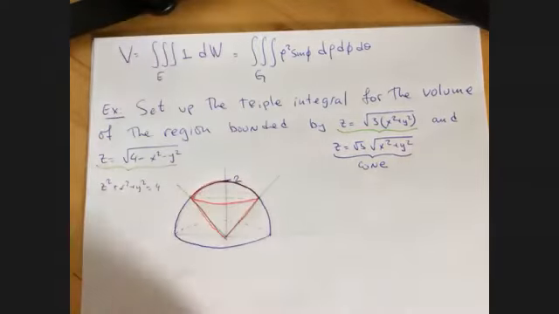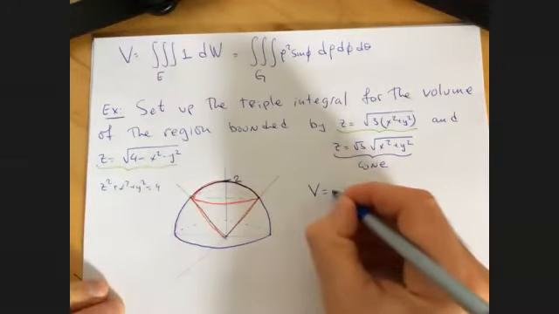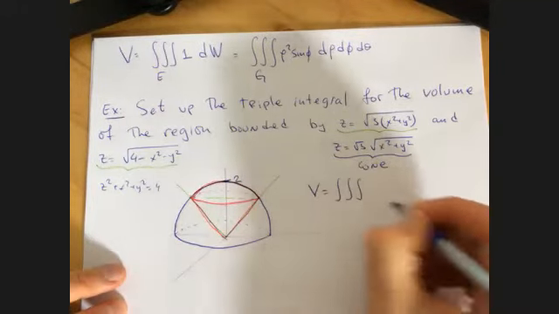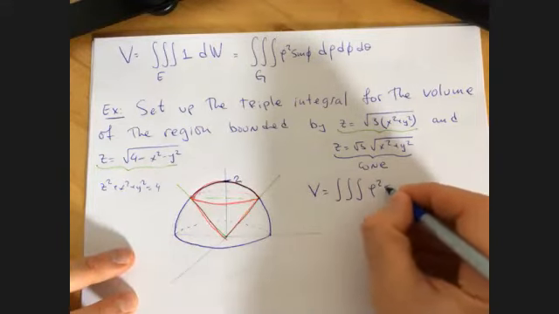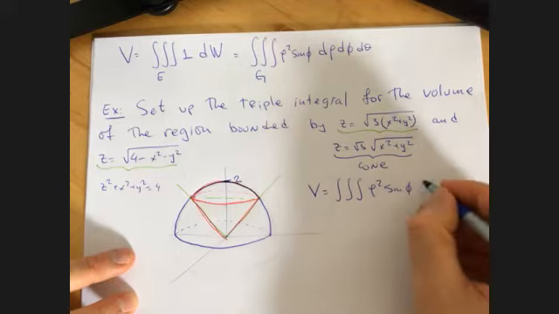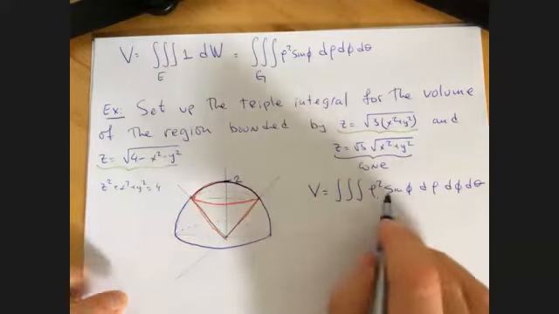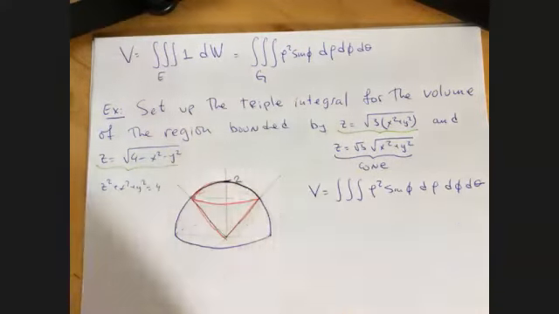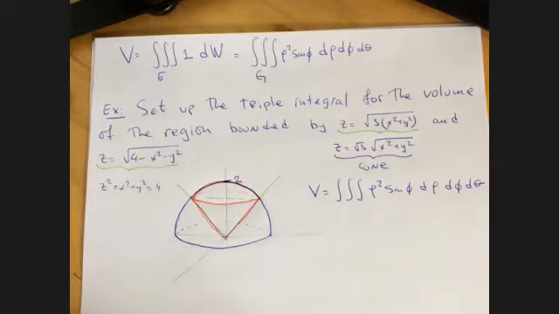When we are talking about setting up the volume, the volume is going to be equal to the triple integral, of course in spherical coordinates, of rho squared sine of phi d rho d phi d theta. So basically, we have to find the bounds of theta, phi, and rho. Okay, well, this is an easy problem because the bounds are easy.